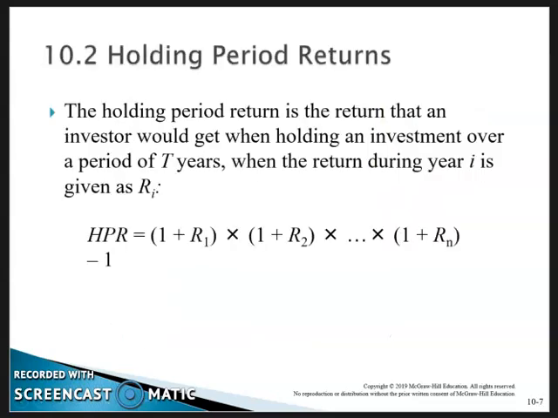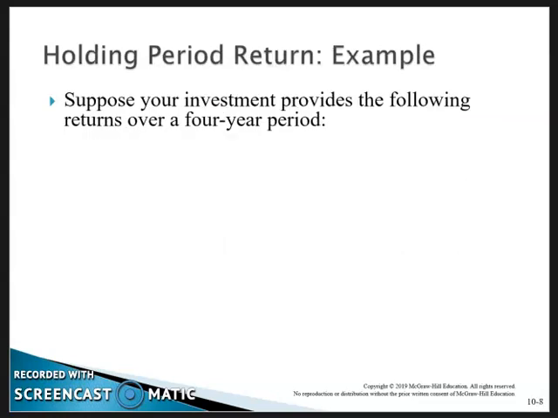Holding period return. So holding period return is the same calculation as the geometric return, but you don't annualize it. So it's 1 plus the return multiplied by 1 plus the next return, and so on down the line. So in this case, we're talking about an investment over a 4-year period. Once we do that, we subtract 1, and that would give us our holding period return.